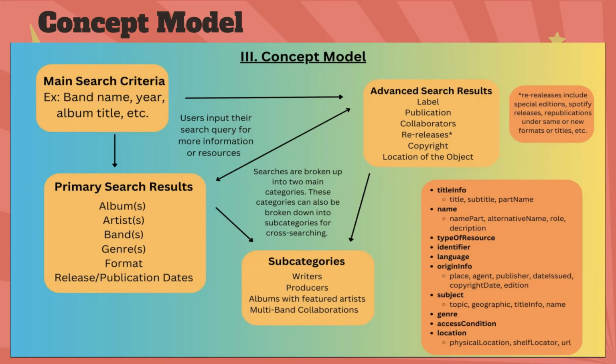There are also potential subcategories between these two main results, where the writers and producers would show up. This is primarily because some writers write for multiple bands, or artists often write for other artists. This way, they can be credited without looking like they are a part of the band itself. On the far right, we have also included our element list to hopefully provide some more context on how the search functions.